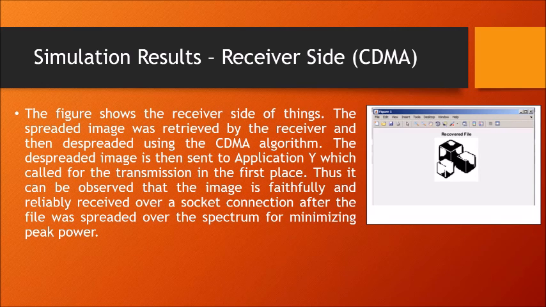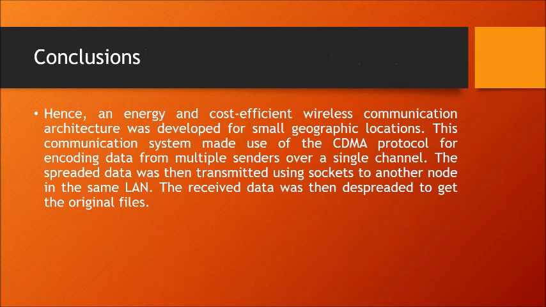Simulation results from the receiver's side. The figure shows the receiver's side of things. The spreaded image was retrieved by the receiver and then despreaded using the CDMA algorithm. The despreaded image is then sent to application Y, which called for the transmission in the first place. Thus, it can be observed that the image is faithfully and reliably recovered over a socket connection after the file was spreaded over the spectrum for minimizing peak power in the channel.